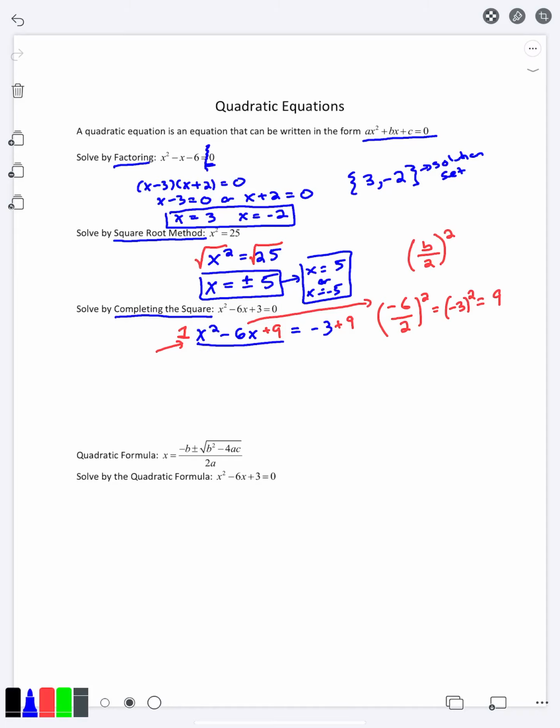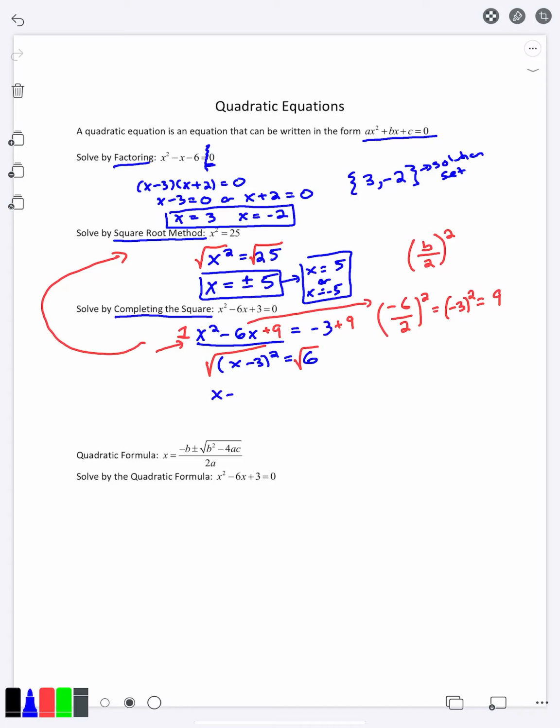I have x squared minus 6x plus 9. That can be factored into (x minus 3) times (x minus 3), which is the same as (x minus 3) squared. And then the right-hand side, -3 plus 9 is 6. And notice that by moving the 3 over and adding the 9, I made it so the left-hand side is a perfect square, which means we can now use the square root method by square rooting both sides. That's why it's called completing the square.